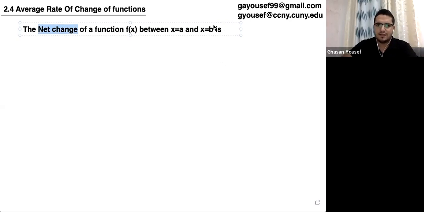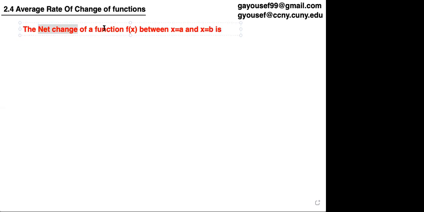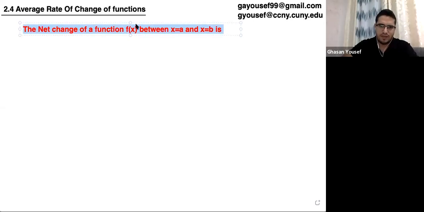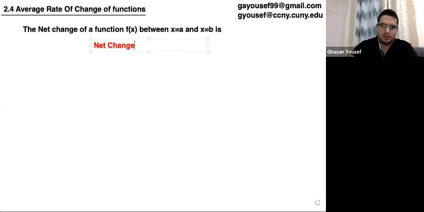Is it b minus a or f of b minus a? F of b minus f of a. Exactly. It is f of b minus f of a. So the net change here, I can say, net change equal f of the second point b minus f of a.